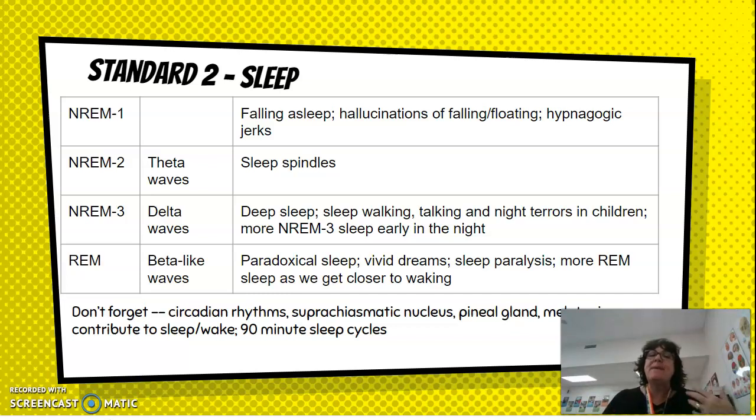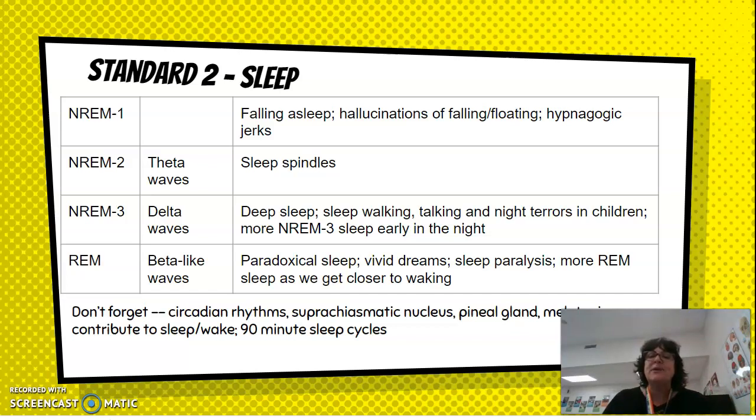REM sleep, that's rapid eye movement. Remember, the NREM is non-rapid eye movement. I should have said that earlier. In this stage, we call it paradoxical sleep. And the paradox is that you're asleep, but when they look at the EEG and look at your brain waves, it looks like you're awake, all right? That's the paradox, all right? That's why it's called paradoxical sleep. This is the stage where you dream, where you can see people's eyes move behind their lids.